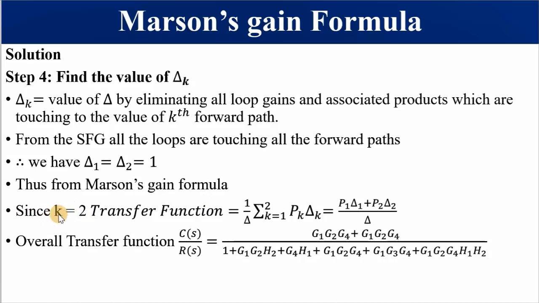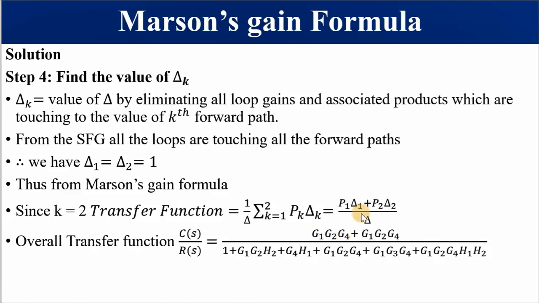And since we know that our k is equal to 2, this is a summation from k equals 1 to k equals 2, from the first forward path to the second forward path. And we are going to multiply this by the gain of the kth path multiplied by this value there. And we have got 2 forward paths, P1 multiplied by the determinant of the first path, plus the gain of the second path multiplied by the determinant of the second path, and this is divided by the determinant.